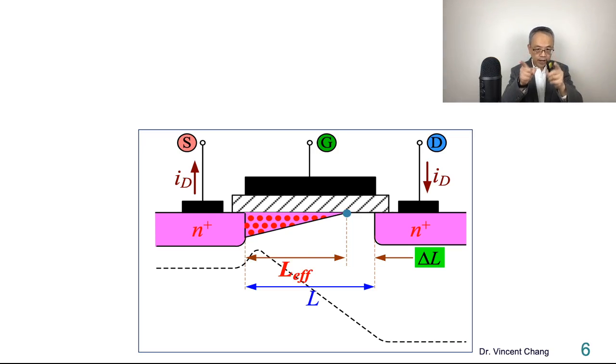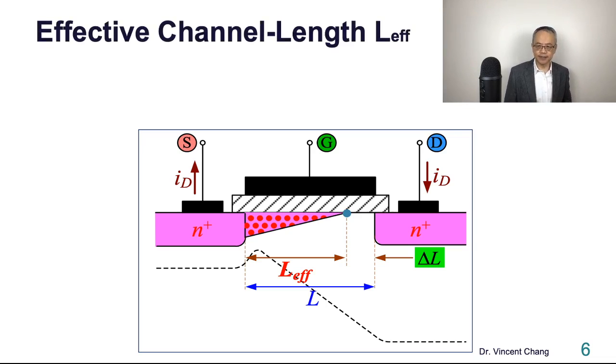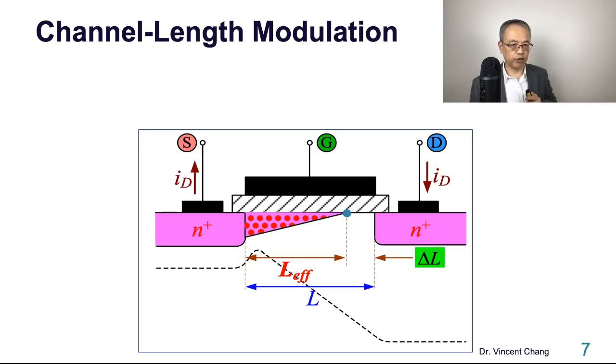And then L minus delta L equals what? The L effective. L effective is the region where the electrons are still abundant, non-depleted, undepleted. So it's called effective, because the conduction will be effective. This channel length is called L effective, the effective channel length.